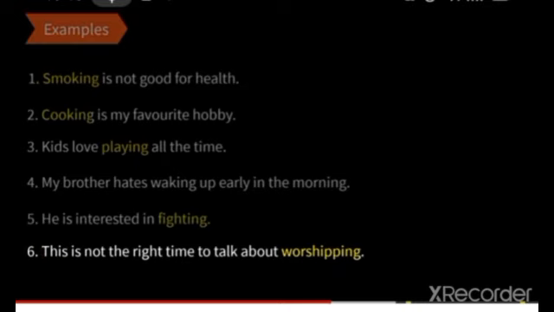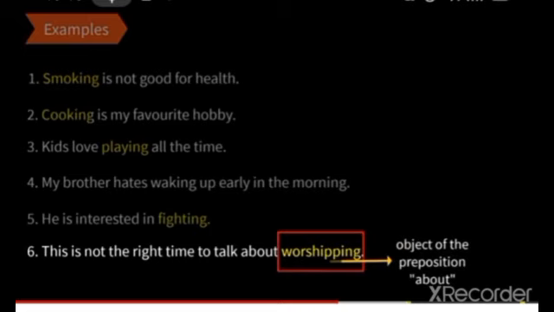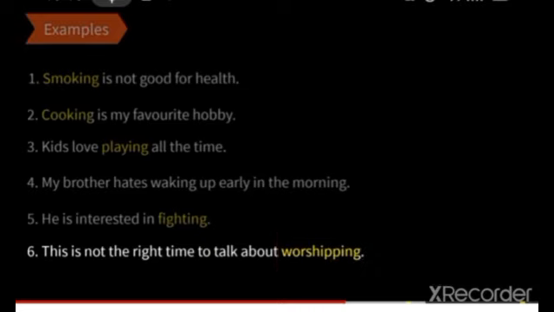Is it the object? No. This is not the object of the sentence. Then what is the function? That is the object of preposition, because here about is the preposition. About worshipping. Worshipping is the object of the preposition. So here it performs the action of object of preposition, which is its third function.